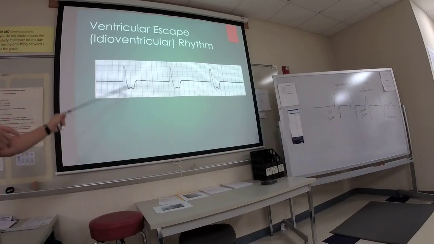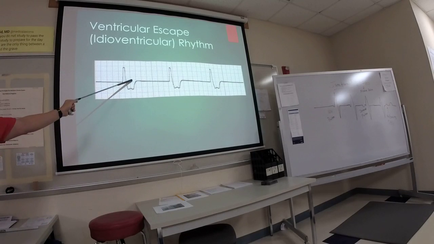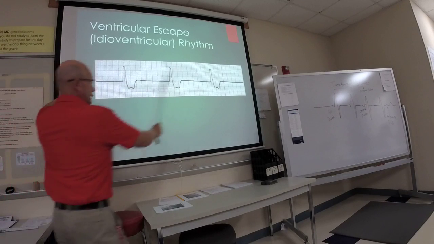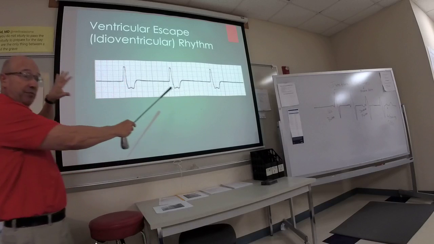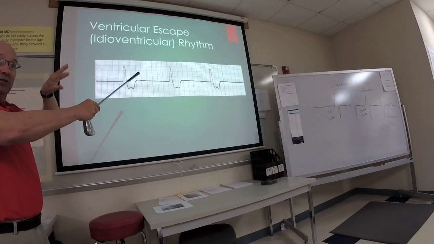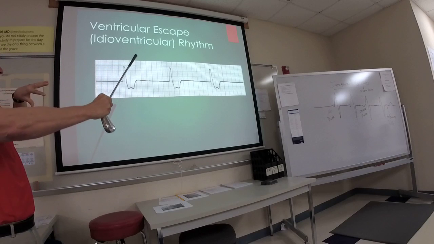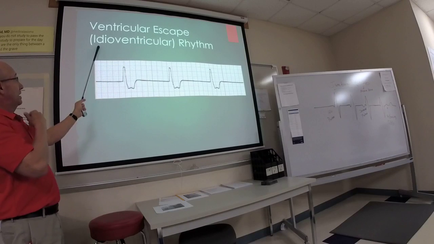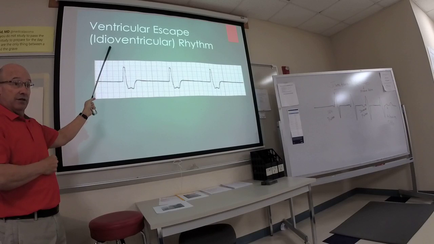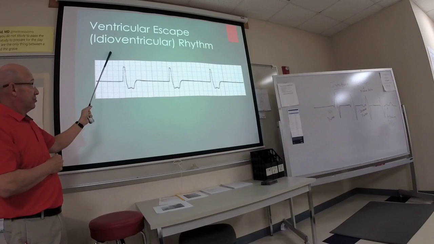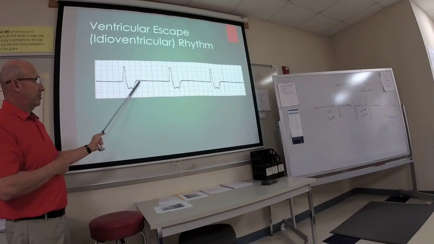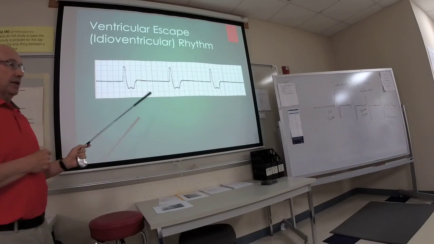In reality, these things are going to be super wide, because we're going across in time here, and you have a big delay. Anytime you get down into the ventricles and you have a delay, it's going to widen out that QRS complex. Idio means false. So a false ventricular rhythm, or it's going to be real slow.